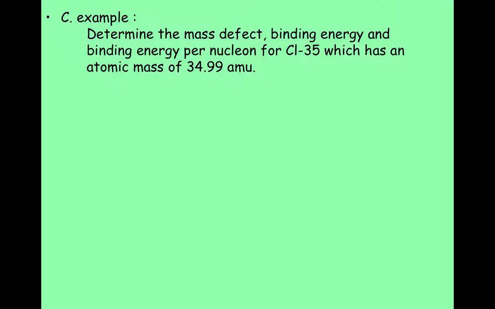So the best way to learn about these types of problems is really just to do them. So we've got a question. Determine the mass defect, the binding energy, and binding energy per nucleon for chlorine-35, which has an atomic mass of 34.99 AMU.